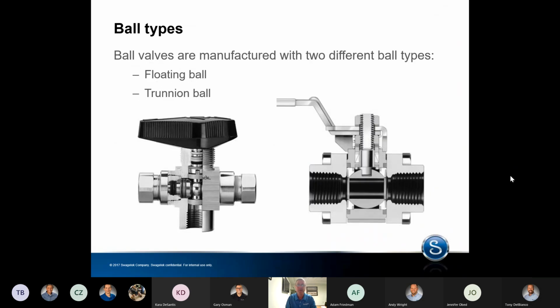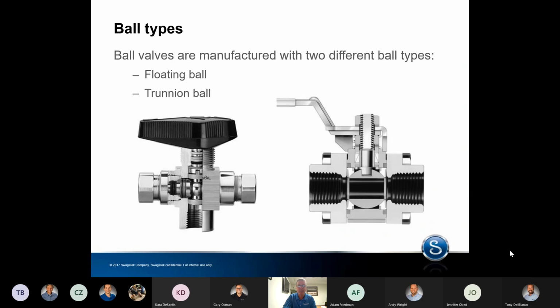There are 2 ball types used in ball valves. The Trunnion style ball valve shown on the left is good for high flow applications, as there's less friction between the ball and the seal. They require lower operating torque due to the Trunnion style ball. These are commonly found in higher pressure applications, up to 10,000 psig.